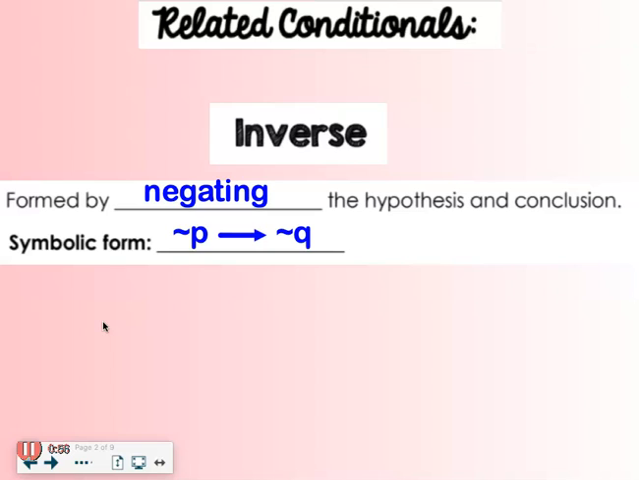What does negate mean? Remember, negating just means to change the truth value, so you put not in front. So not P implies not Q.